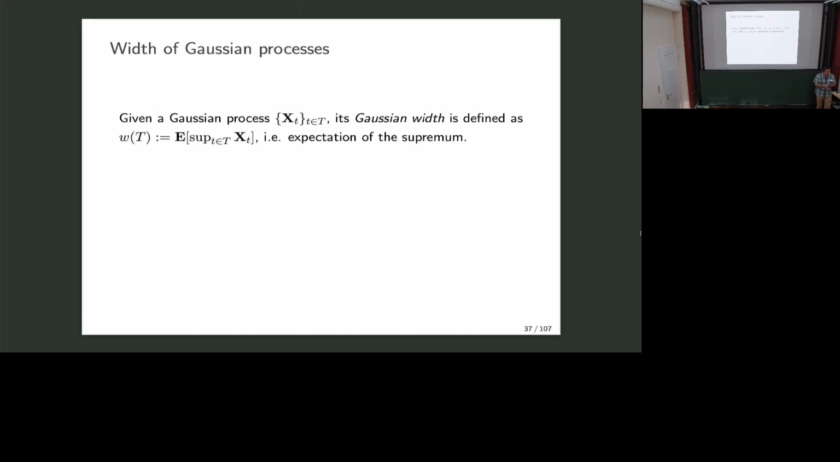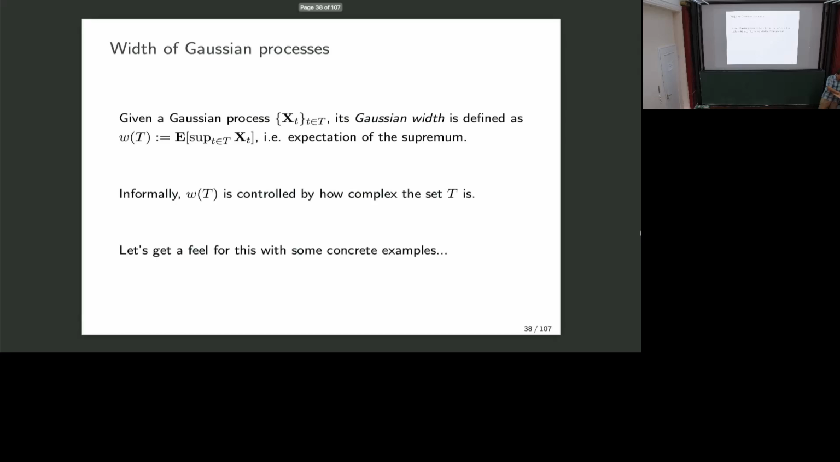One more piece of terminology, then I can tell you the results. We'll say that the width of a Gaussian process is just the expectation of its supremum. It's the scale at which things are happening for this Gaussian process, the typical value of the supremum of the Gaussian process. So roughly speaking, this has something to do with how complicated or rich the set is. Let's look at just one or two examples to get some feeling for this.